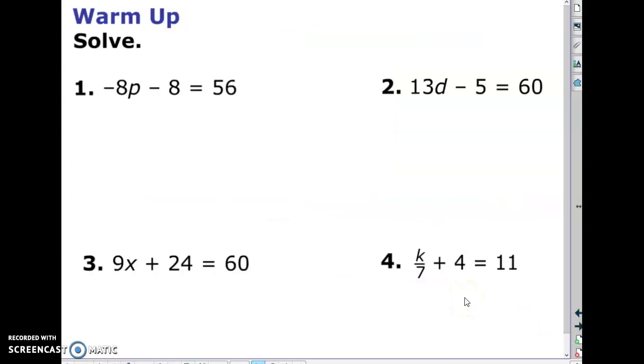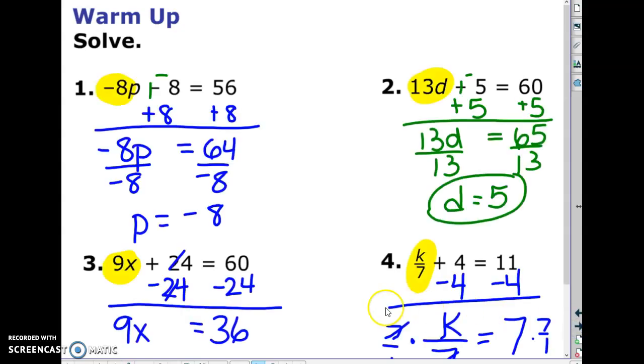So here we have a warm-up, some problems we did yesterday. We'd like you to please pause the video and complete these 4 problems. Okay, we hope that you took some time to show your work. I'm going to show the answers right now for the first one right here.